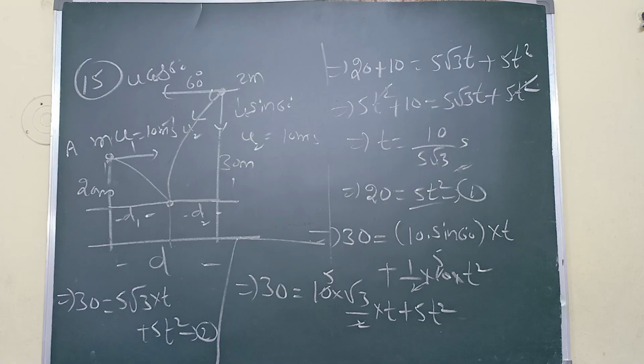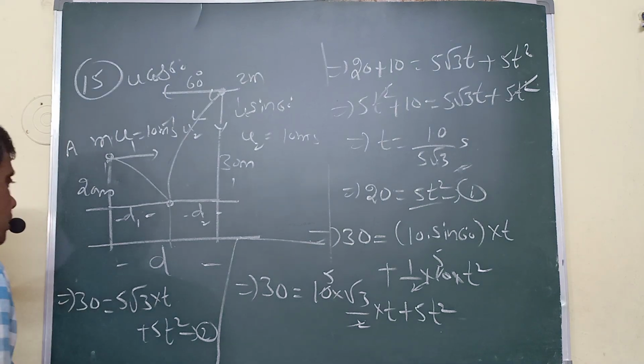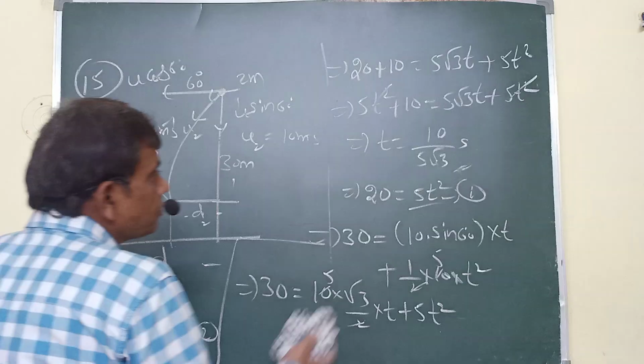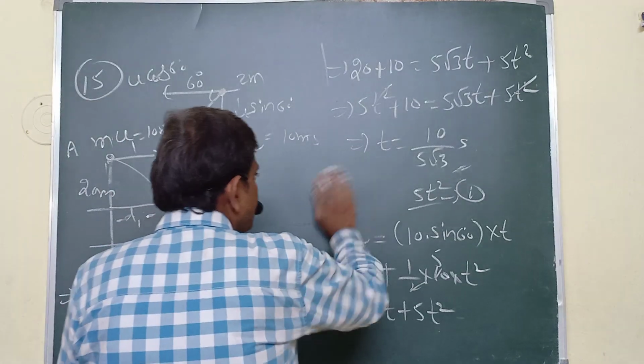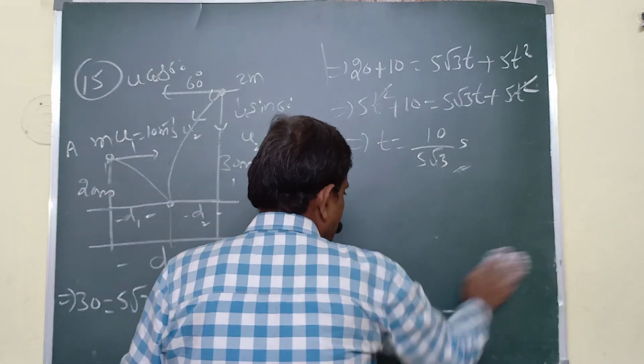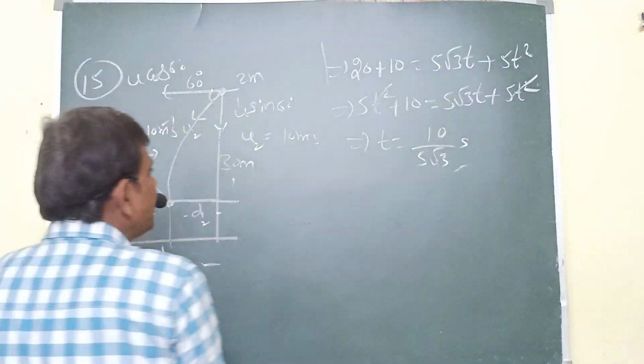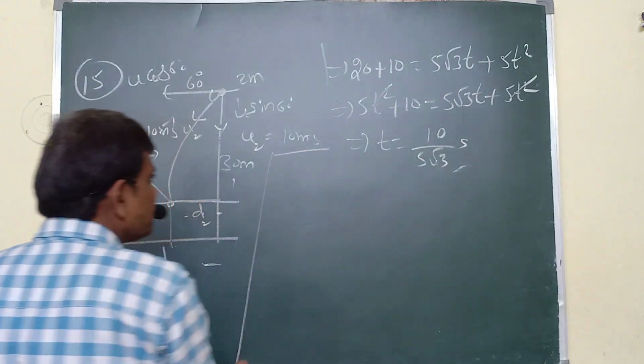Okay. Now, right. So find the distance first. Now what about d1? T value came.